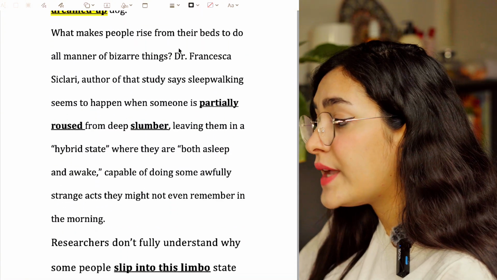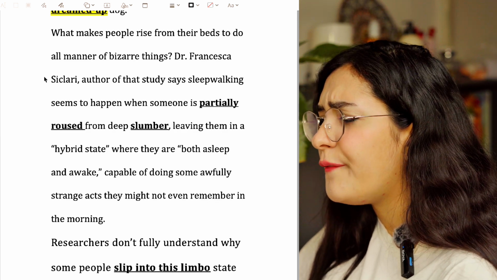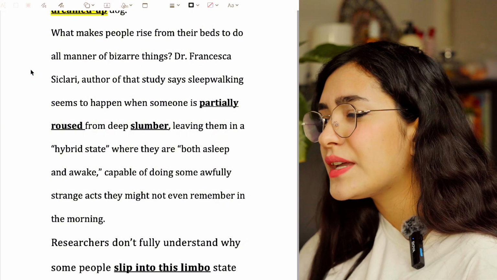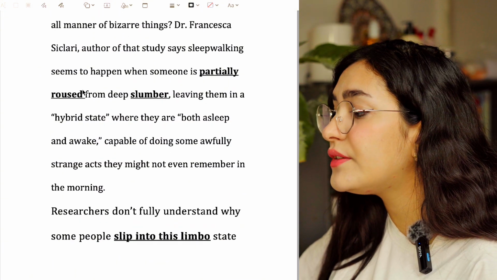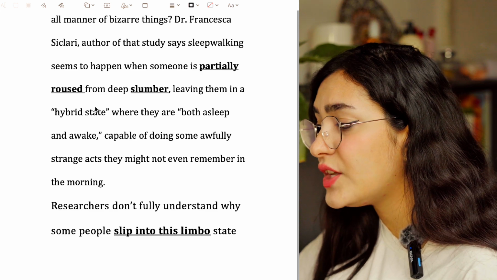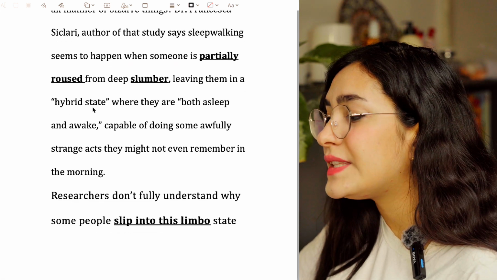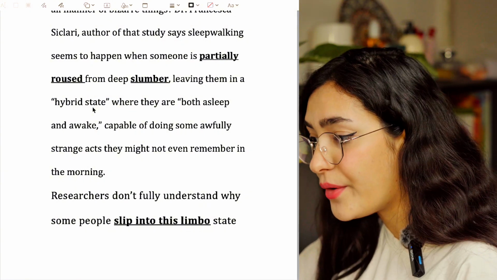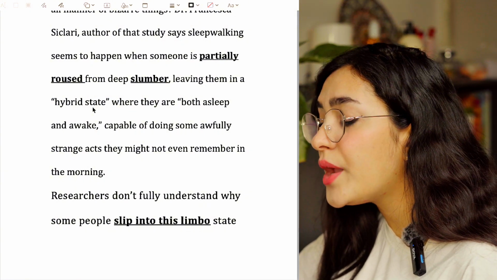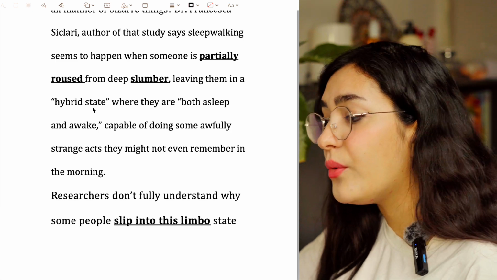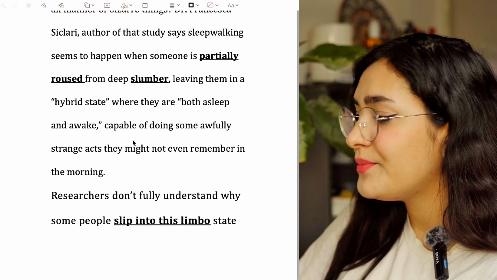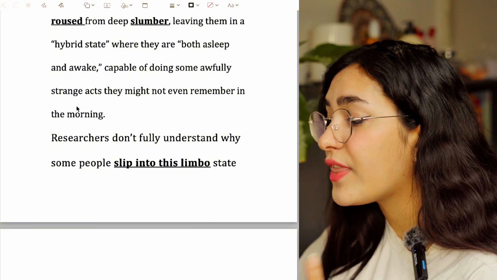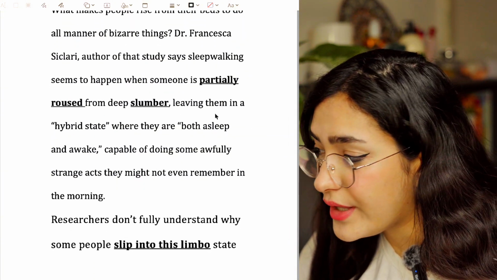What makes people rise from their beds to do all manner of bizarre things? What makes them do this? What is the cause of this action? Dr. Francesca, author of that study, says sleepwalking seems to happen when someone is partially roused from deep slumber, leaving them in a hybrid state where they are both asleep and awake, capable of doing some awfully strange acts they might not even remember in the morning.